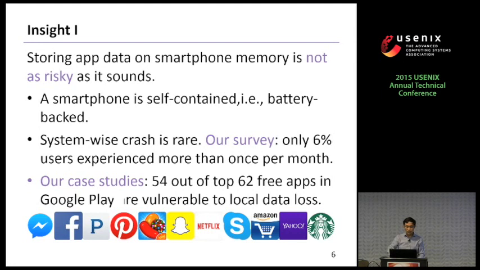We investigated the top 62 apps from Google Play. The number 62 is because we targeted the top 50, but also covered every category of the apps. Here's a list of apps that are robust to local data loss, and we can see that 54 are robust.